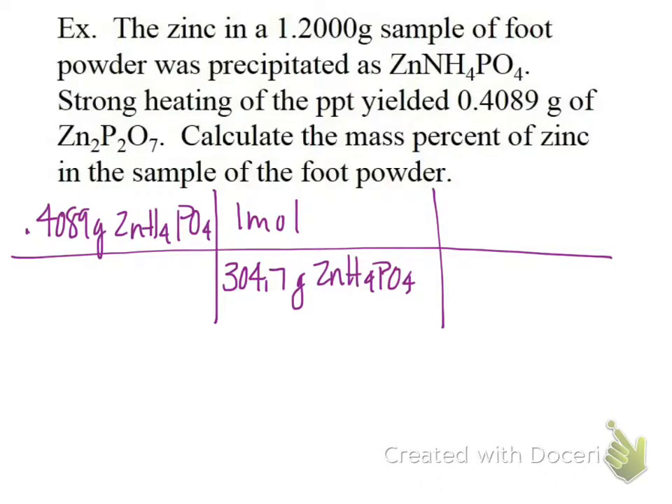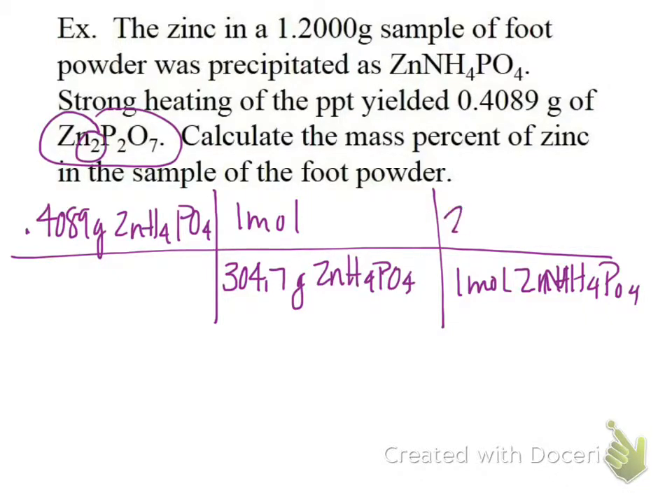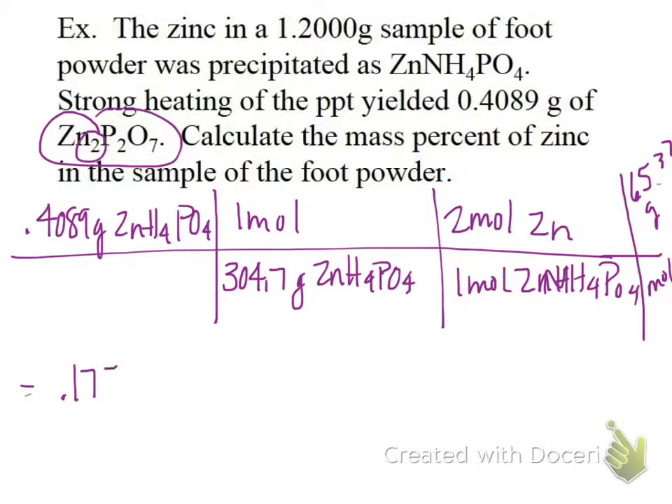We see that for every 1 mole of the zinc, I forgot the N in there, NH4PO4, it yields this product right here, which has 2 moles of zinc. So we would say 2 moles of zinc. And then I'm running out of room, but then we would multiply by the molar mass of zinc, which would be 65.37 grams per mole. And we would get that there would be 0.1754 grams of zinc.